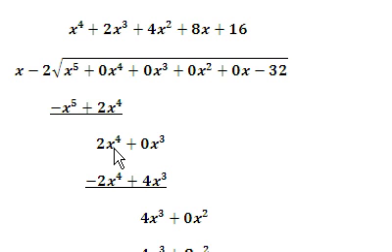X goes into 2x to the fourth, and you're going to be left with 2x cubed. And so we want to bring this 0x cubed down. It really helps us organize our work here. And then what we're going to do is take this 2x cubed, multiply it again back. Gives us negative 2x to the fourth, 2x cubed minus 2x is negative 4x cubed. But remember, I've got a negative here, and I want to distribute it across. So a negative and a negative makes this a positive.